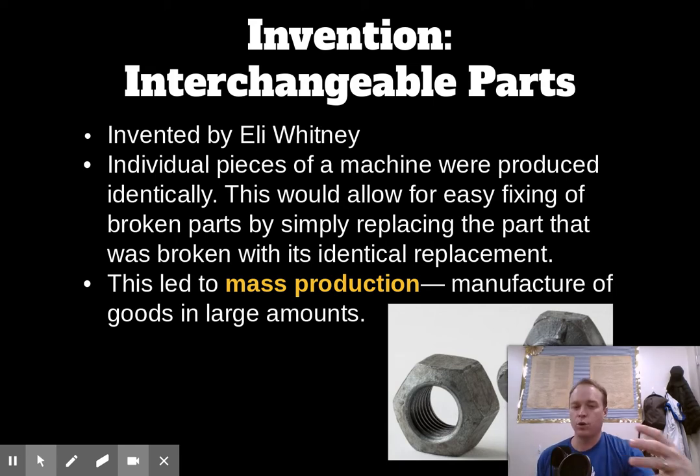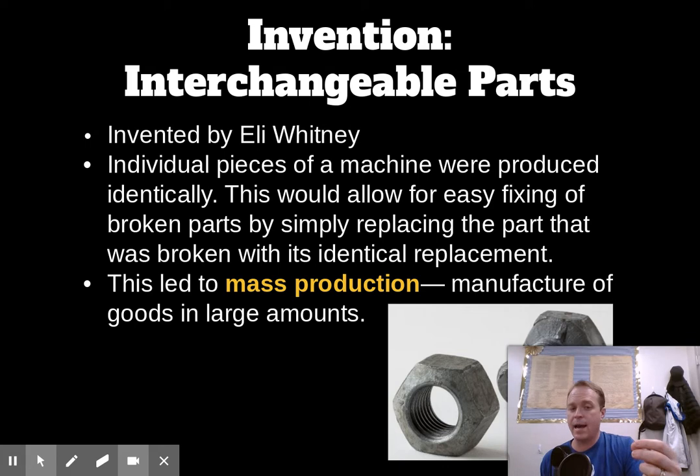So, you know, you're going to build this giant power loom, which is going to make textiles or clothing, pieces of cloth. And if part of that power loom breaks down, you can go to the store or to the person who built the power loom and get a new part to replace it. You don't have to build a whole new power loom, but these replacements of identical parts are going to transform people's ability to produce goods. It's really going to make it a lot easier to fix things.